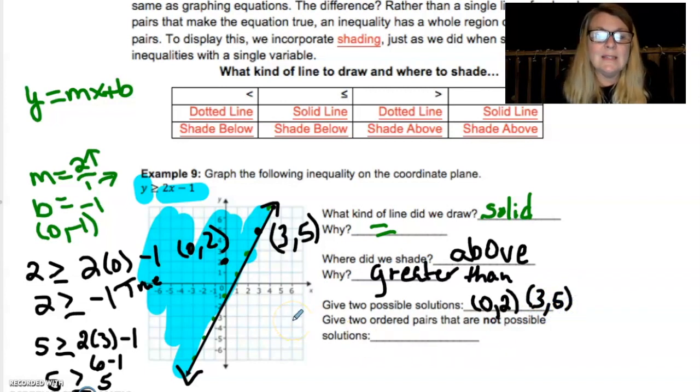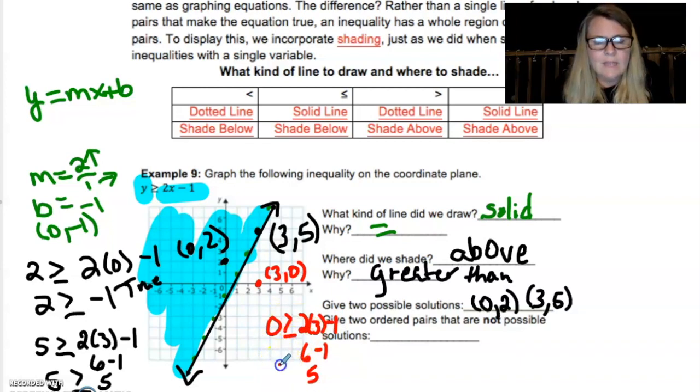Now, some things that are not solutions. Those would be things that are not in the shaded region. So let's pick something. Let's go up here to red since it's not a solution. Let's use this point right here. That's the point 3, 0. So with 3, 0, we plug it into our equation. And we have 0 is greater than or equal to 2 times 3 minus 1. That's 6 minus 1. That's 5. Okay? Is 0 greater than or equal to 5? No, it is not. That's not a true statement, so it is not a solution.